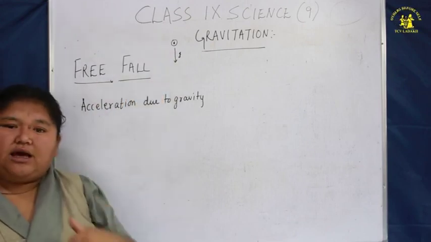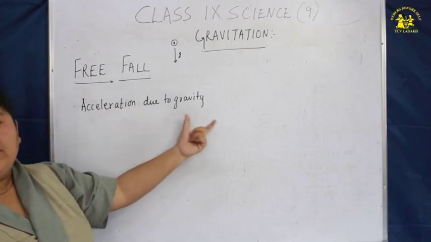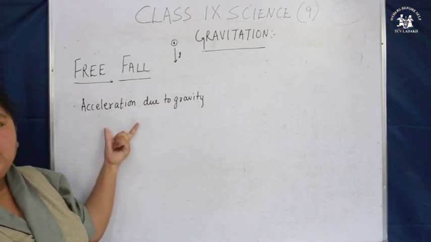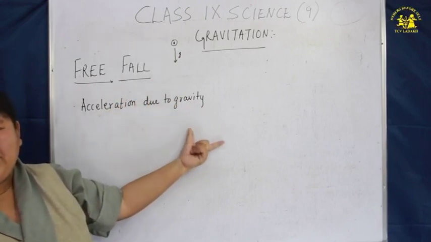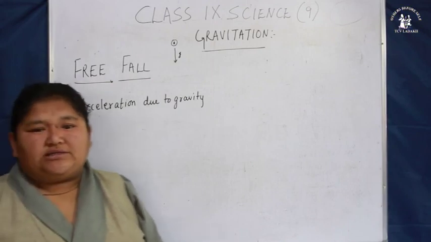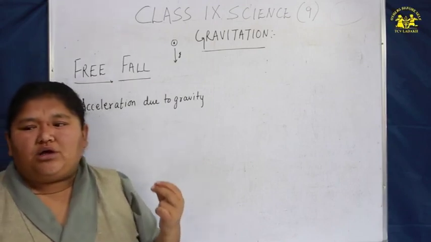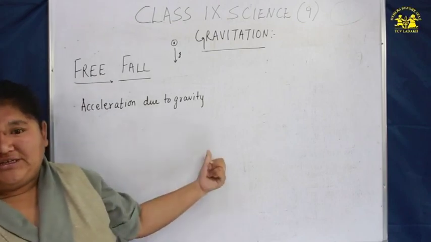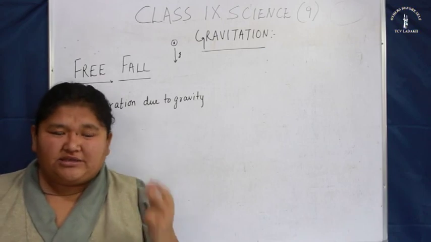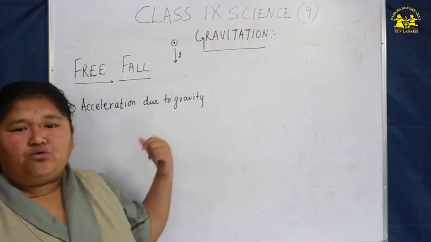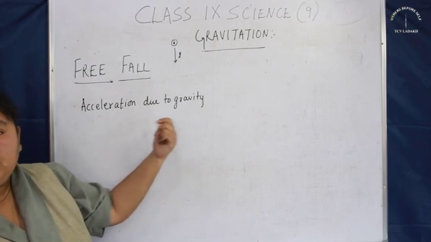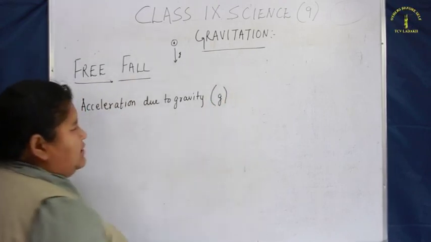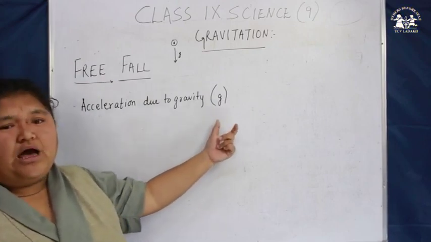Free falling objects have acceleration due to gravity. It falls only under the influence of gravity, so therefore the acceleration involved here is also due to the gravity. So in that particular case, what we call acceleration, we tend to call it acceleration due to gravity. It is denoted by the letter small g.